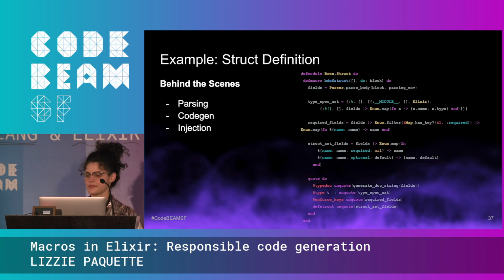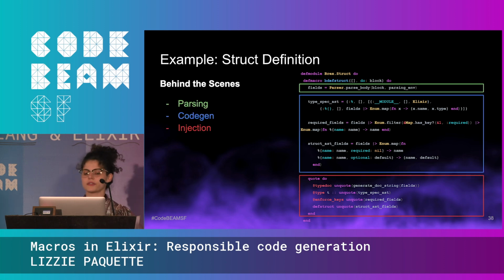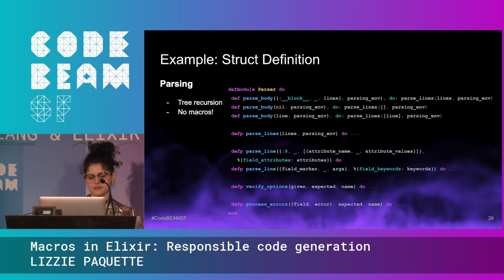So how did we do this? It's a big block of code, but what's important is there are three main parts. There is parsing the fields. Then there is some code generation that takes place. And finally, there is injecting the code you want into the caller's context. So let's go over parsing.